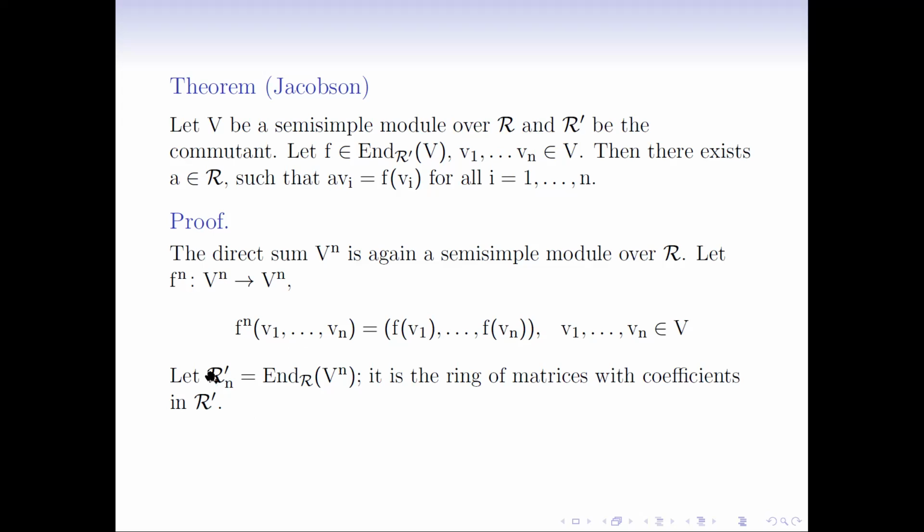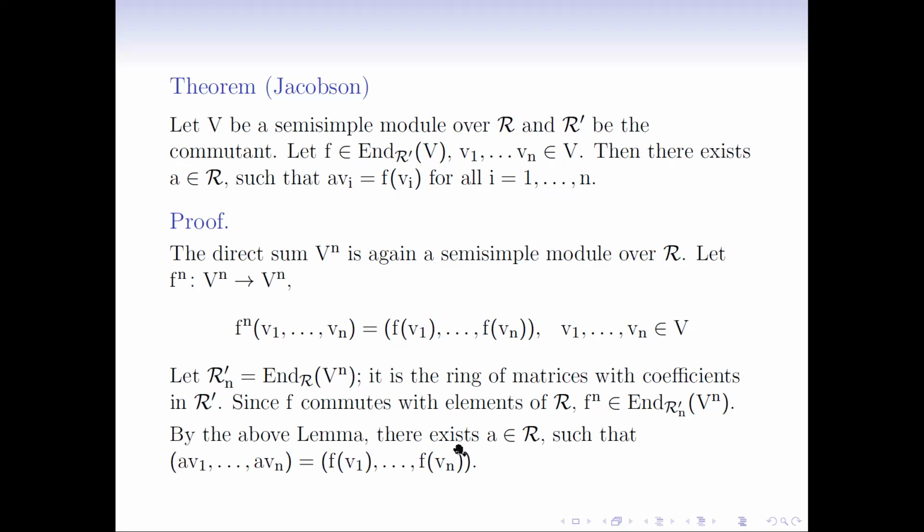So consider now the commutant of the action of R on V^n. As we have seen before, it's the ring of matrices with coefficients in R prime. F commutes with all elements of R prime, sorry. That means that F^n belongs to endomorphisms over the matrix ring over R prime of V^n. And by the above lemma, there exists A from R such that A V1 and so on A Vn equals F V1 and so on F Vn.